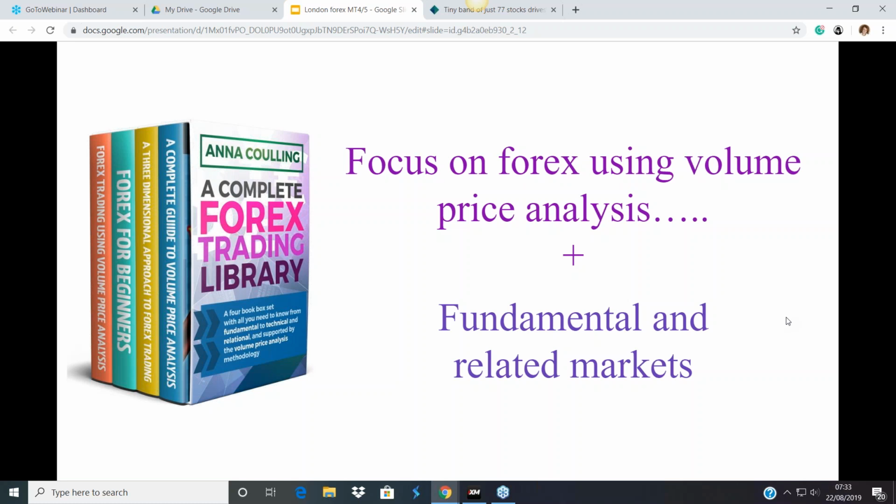And part of our analysis of the Forex market, so we have the technical analysis bit, which is volume price analysis. We look at the fundamentals, but we take it one stage further. We give it a three-dimensional approach, and that is to look at related markets, because the capital markets are all interrelated. What's happening in one will be reflected in another, and certainly in the Forex market, the individual currencies and currency pairs will reflect sentiment. They will tell you what's going on, as I said, in the broader market.